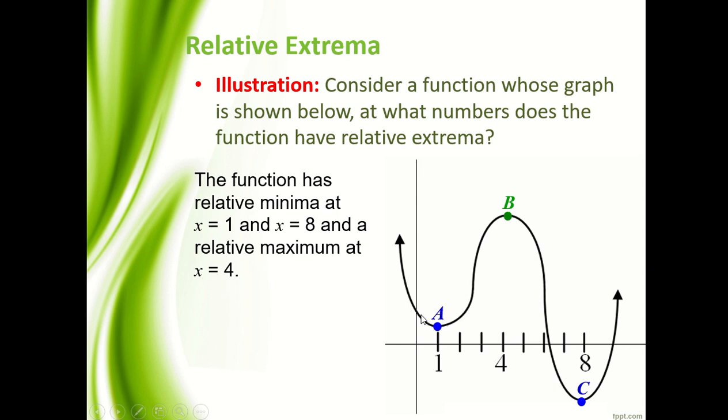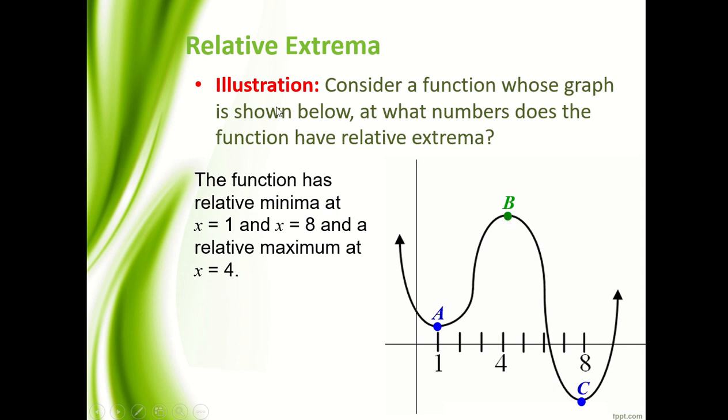What definition was that? Number 1 or number 2? So about minimum. Okay, and then it has x equal to 8 is also a minimum, right? So we call it relative minima, because the extreme points, these are relative minima at x equal to 1 and x equal to 8, and relative maximum at x equal to 4, which is at point B.